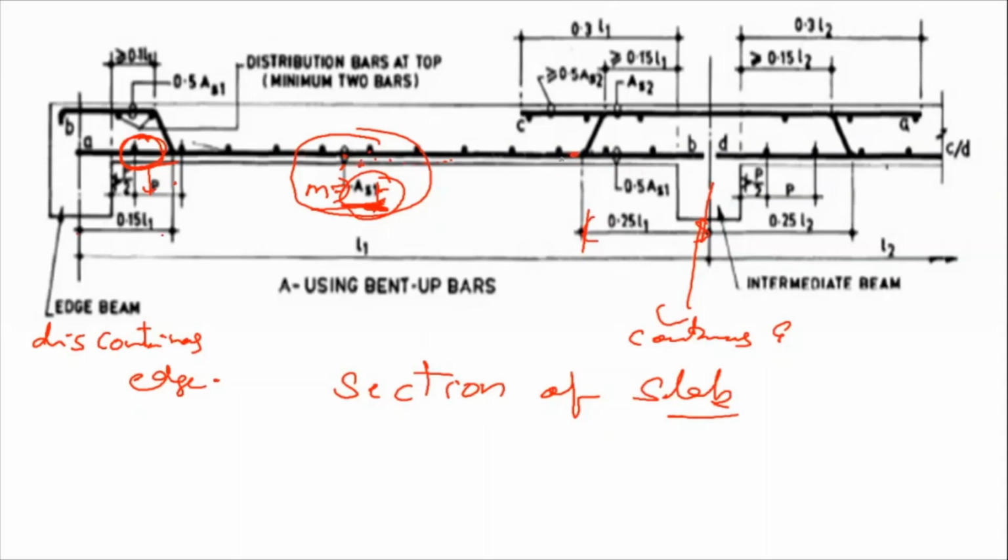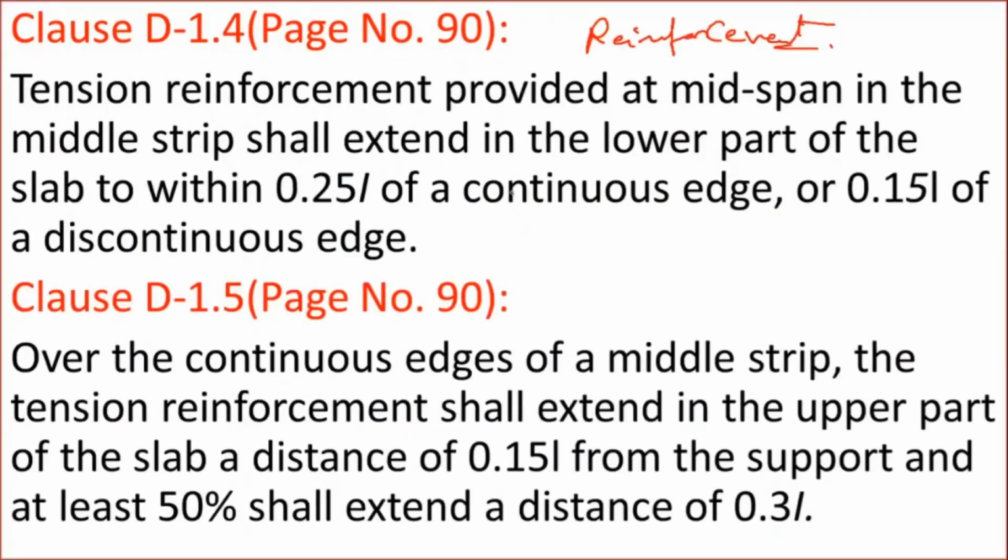Then beyond this point, you have to provide 50% of the reinforcement. Whatever the Ast is, in that you have to provide 50% here. Whatever the remaining reinforcement is there can be bent up like this. So that's the point. Now let us see the clause.